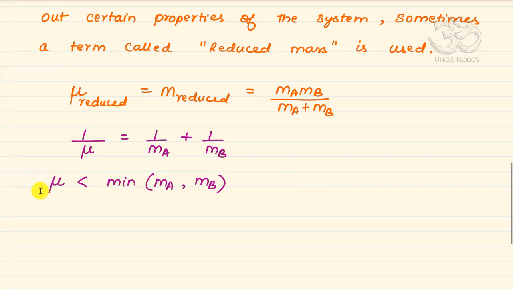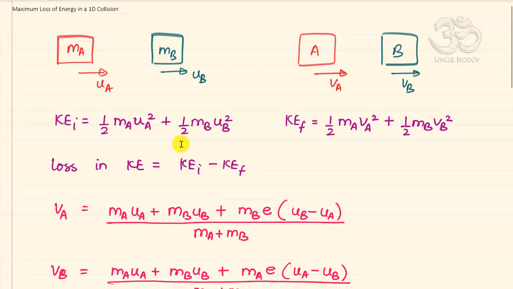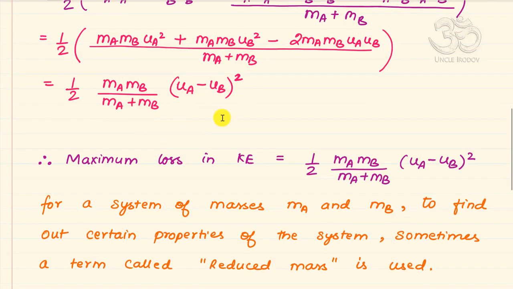Maybe those of you who are interested in algebra a lot may want to prove this result, that if this is the format of a certain equation, then mu has to be less than Ma, it has to be less than Mb. But please keep that equation in mind for the maximum loss of kinetic energy in a perfectly inelastic collision of two masses in one dimension. So this is a very specific result, but useful nonetheless.